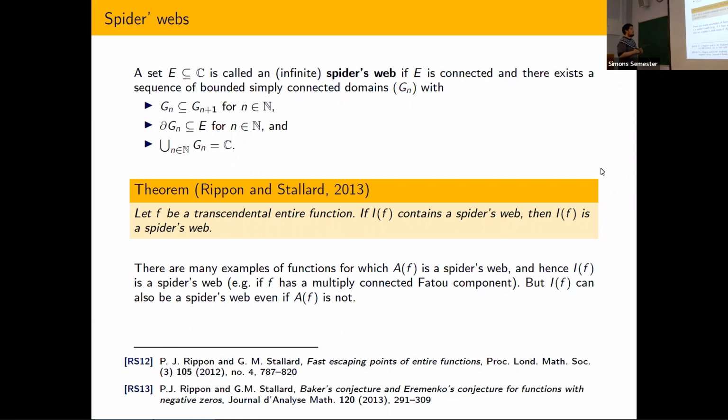Okay, and the strategy to prove this is that they always show that a subset of the escaping set is what they call a spider's web. So you should imagine some set that looks like this. They prove that if a subset of the escaping set is a spider's web, then the escaping set itself is a spider's web, and in particular, it is connected. So this is how this works: to show that the first escaping set is a spider's web, then the escaping set is connected.